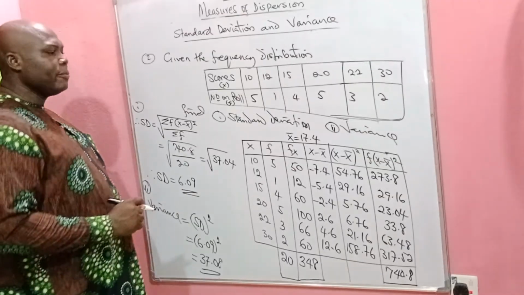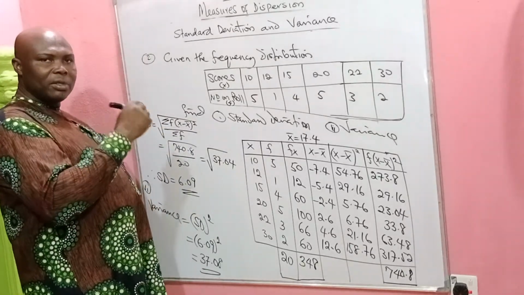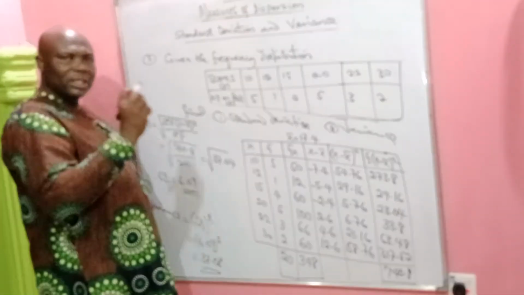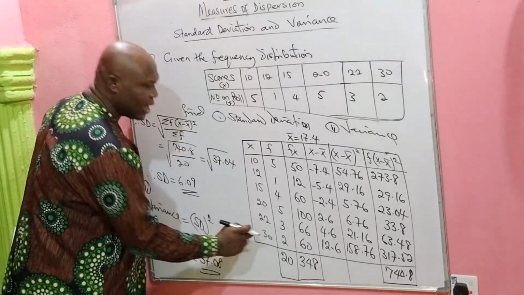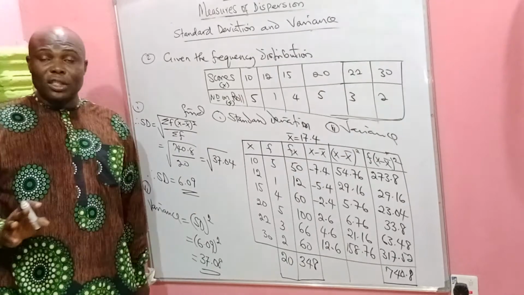And don't forget, even if it is a grouped frequency distribution, 1 to 5, 6 to 10, 11 to 15, first get the x. I taught you how to get x, the representative mark for the class. The moment you have the x, every other thing is the same thing. It's as simple as that. There's nothing more to do.